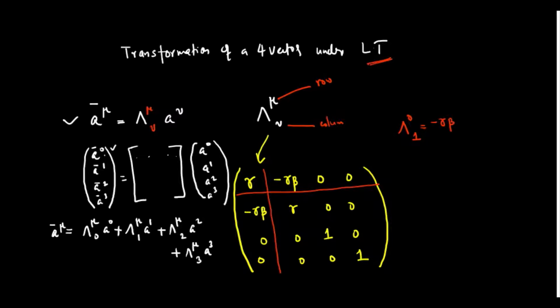For example, if I am taking mu equal to 0, then I can substitute 0 here. Then this quantity will be lambda 0 0, I can pick out lambda 0 0. There will be lambda 0 1, I can pick out lambda 0 1, and each and every term, and that will be the corresponding transformation.